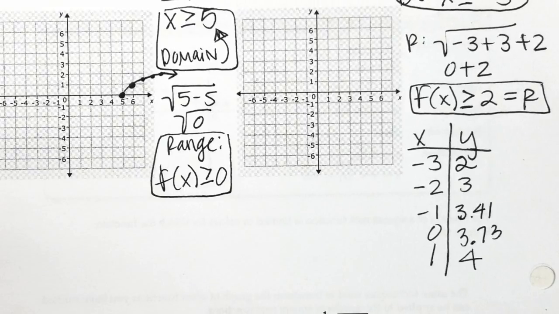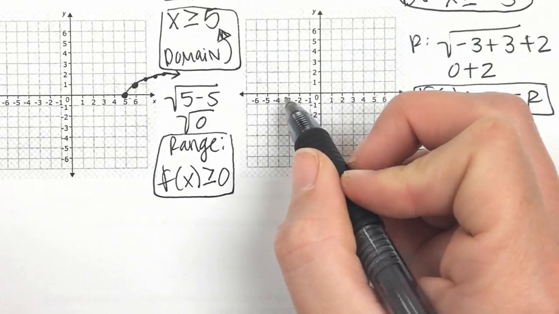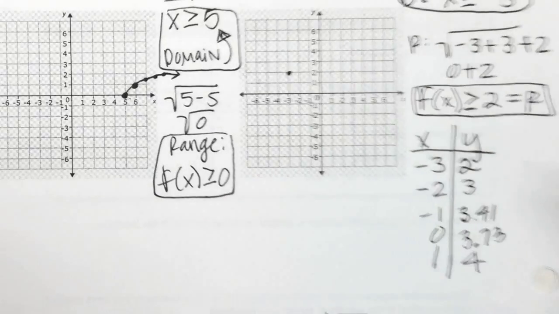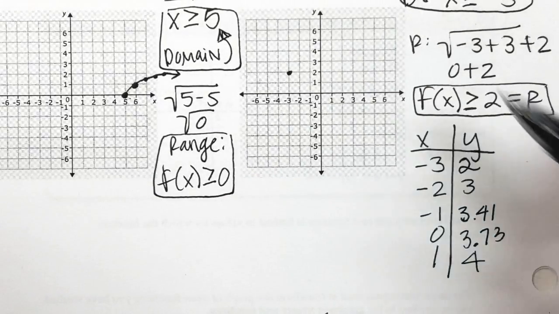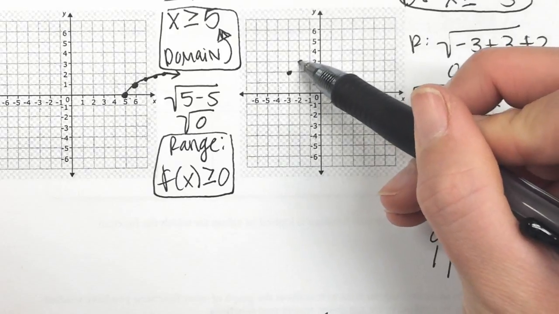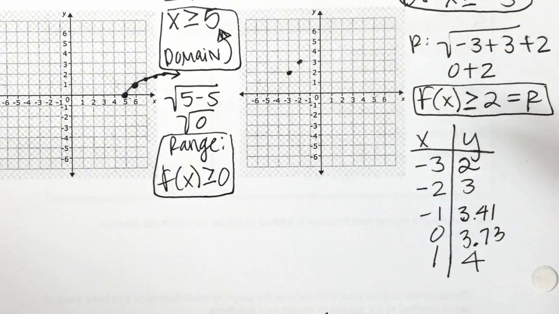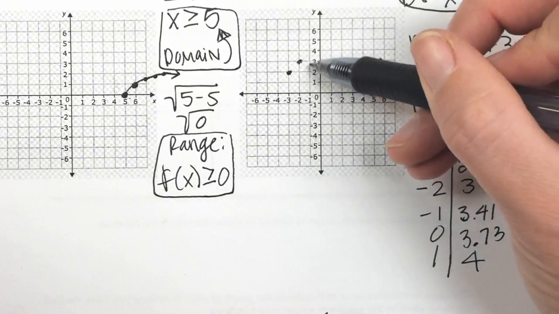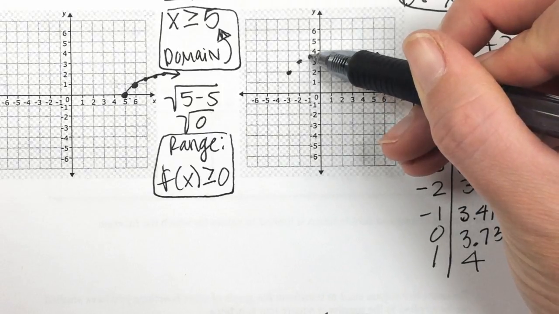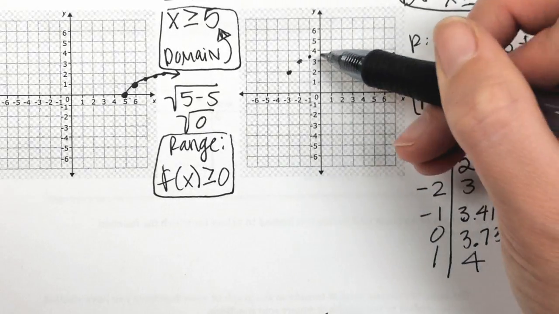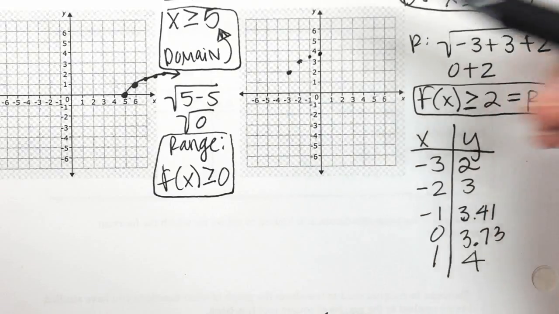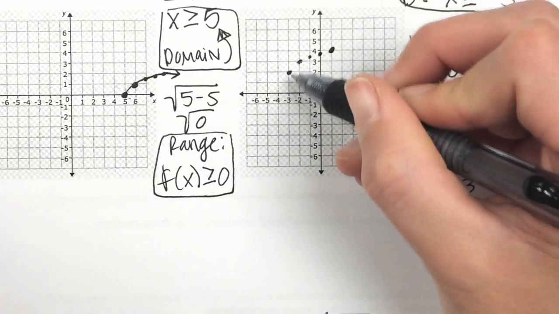Questions about that one? Let's scrap it. So right here, -3, 2, -2, 3, -1, 3.41, that's going to be almost to halfway, 0, 3.73, and then 1, 4.